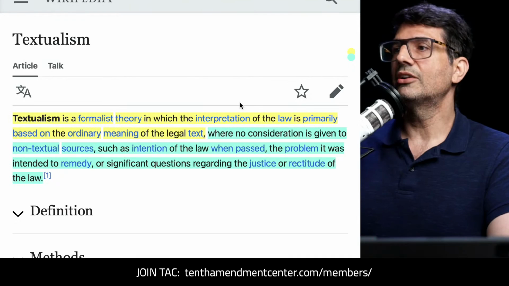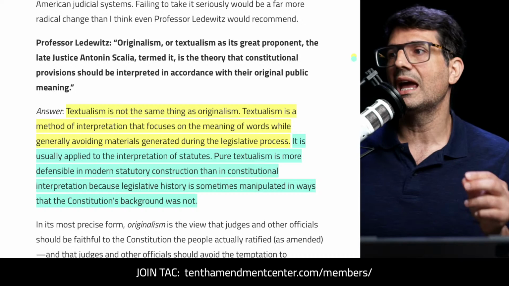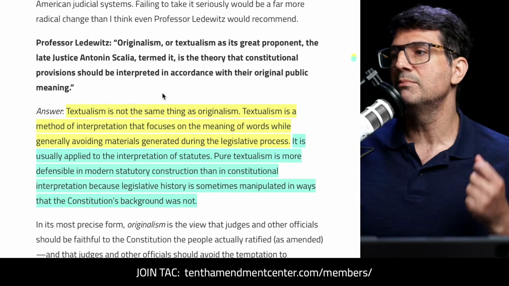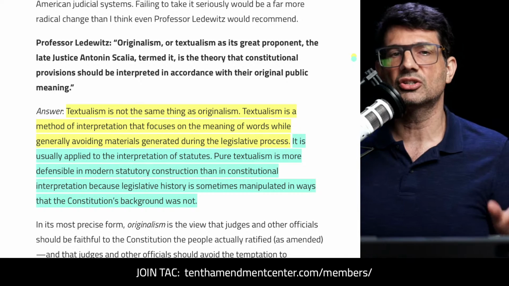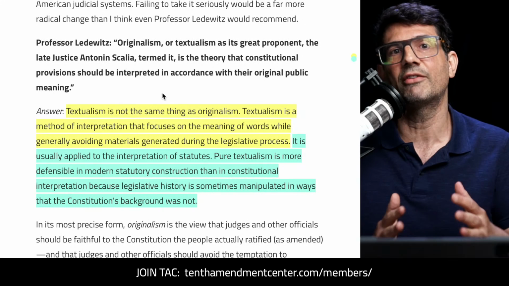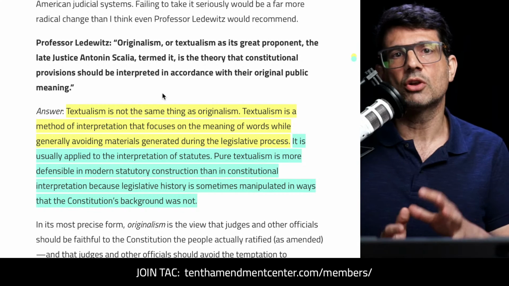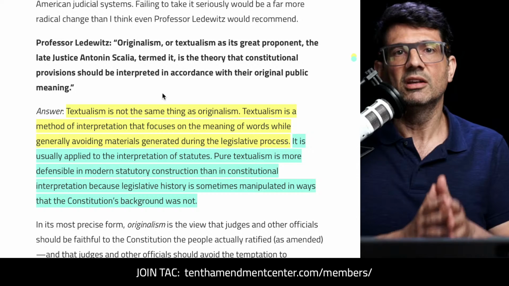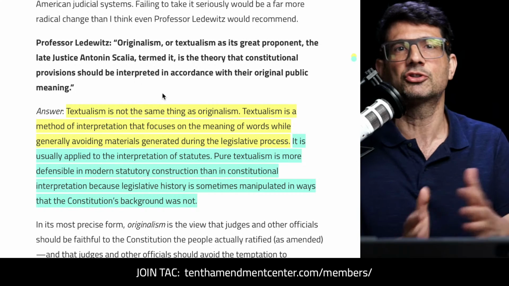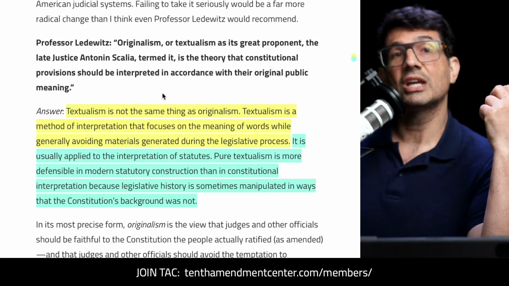Here's Nadelson again. Let me just pull this up if I can. He said, textualism is not the same thing as originalism. It's a method of interpretation that focuses on the meaning of words while generally avoiding materials generated during the legislative process or, under the Constitution, that would be the ratification process, the ratification debates. We wouldn't be looking at how the Federalists and Anti-Federalists were defining various terms. We would just look at the terms themselves, find the definition of those terms, and then go with it. And then if you're a strict constructionist textualist, if there's two meanings, you take the narrower one. He said, it is usually applied to the interpretation of statutes. That's the primary way that they use textualism.